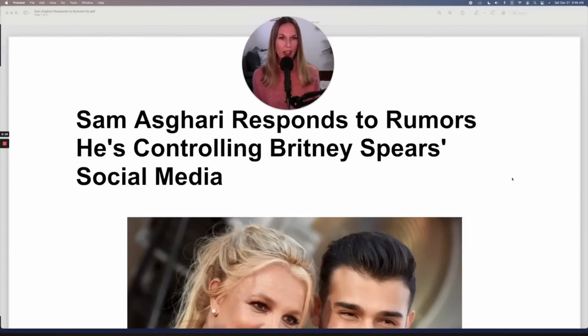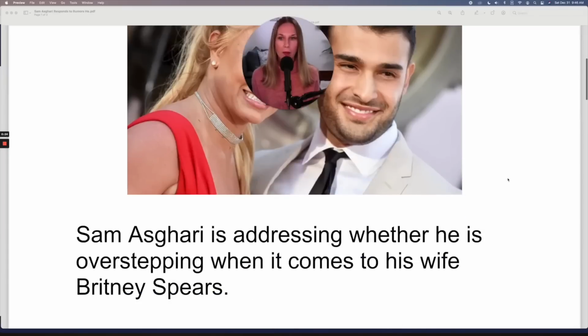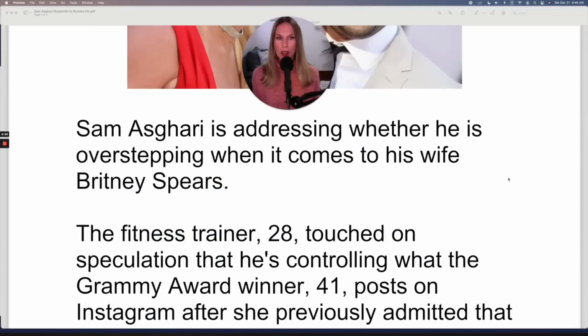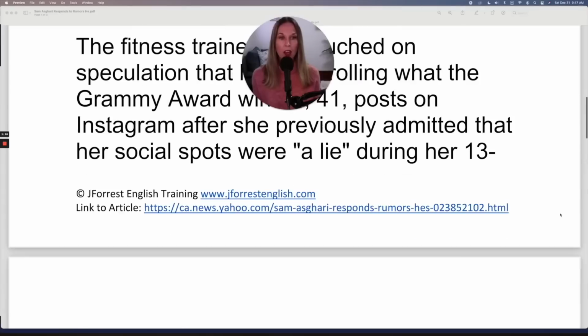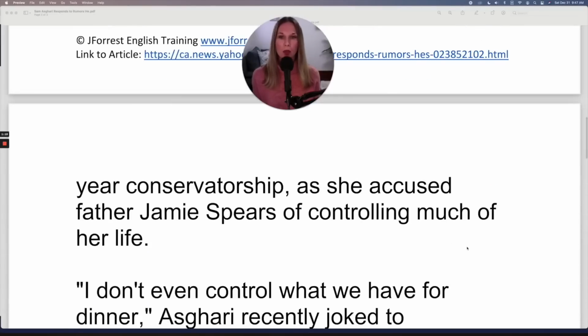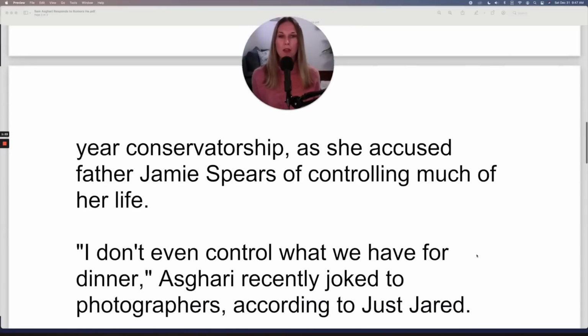Sam Asghari responds to rumors he's controlling Britney Spears' social media. Sam Asghari is addressing whether he is overstepping when it comes to his wife, Britney Spears. The fitness trainer, 28, touched on speculation that he's controlling what the Grammy Award winner, 41, posts on Instagram after she previously admitted that her social posts were a lie during her 13-year conservatorship, as she accused father Jamie Spears of controlling much of her life.